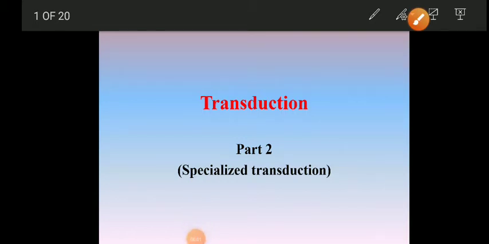Good afternoon, dear students. Today we are going to discuss transduction. Last time we discussed the first type of transduction, that is generalized transduction. Today we are going to discuss specialized transduction.